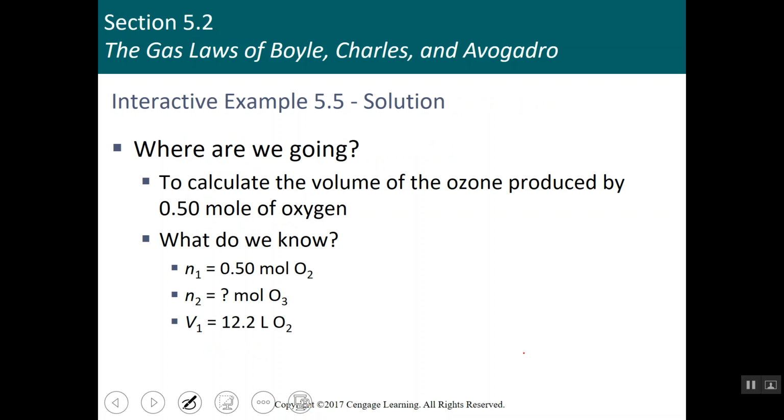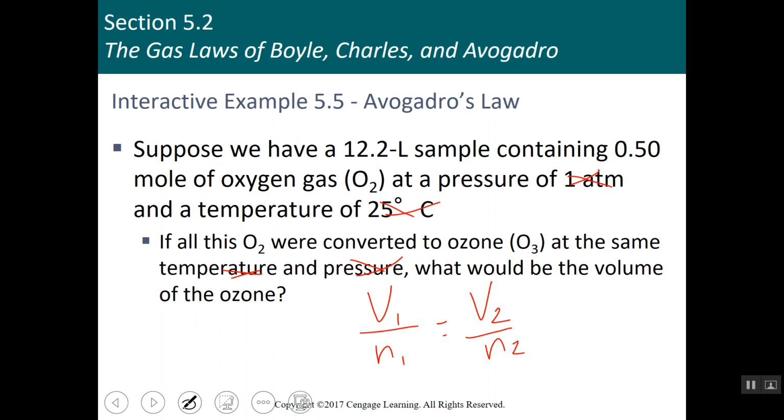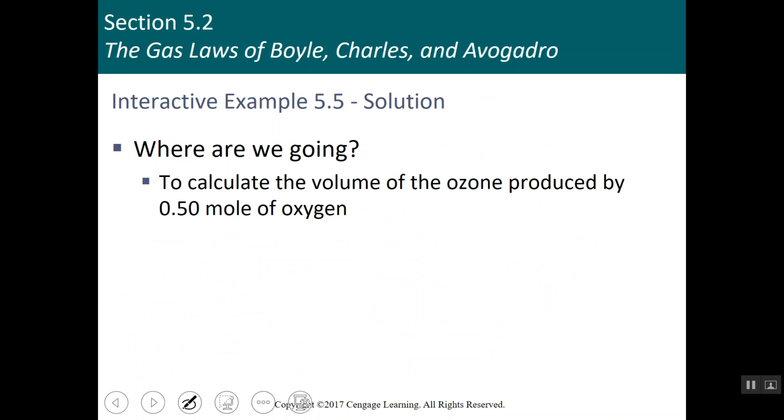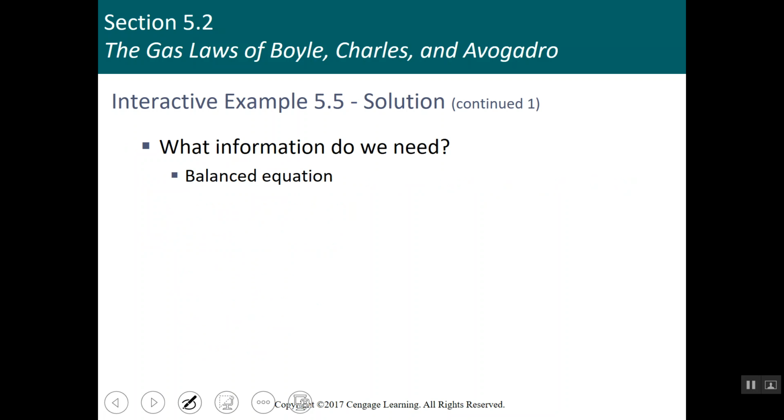My apologies, I guess I didn't read the question carefully. If O2 were converted to ozone, so we also need a balanced equation. And so we have a 12.2 liter sample that starts off with 3 moles, and we don't know the volume of the sample, that's 2 moles, so it should decrease. That's why we need that balanced equation.